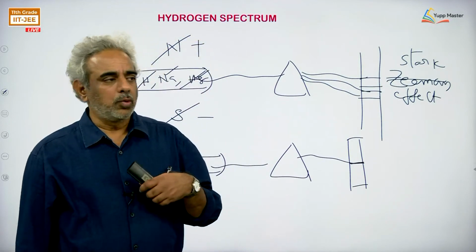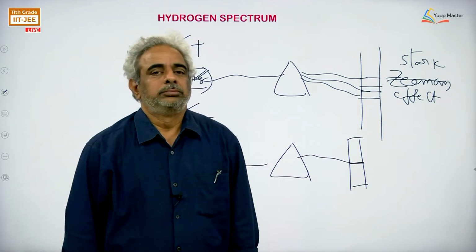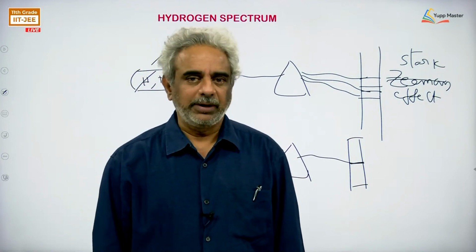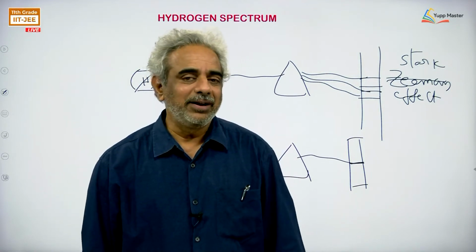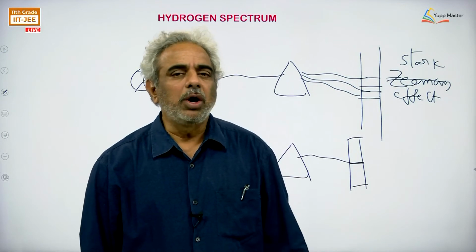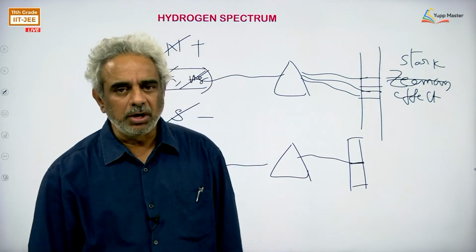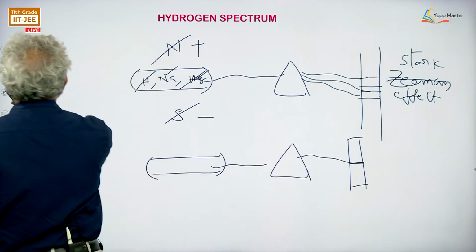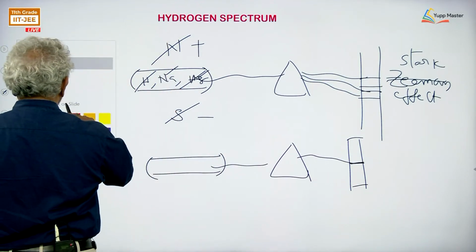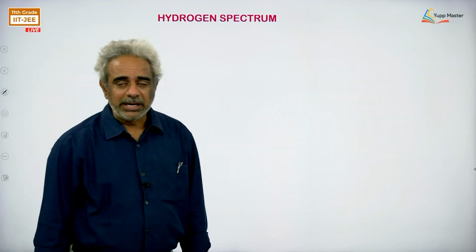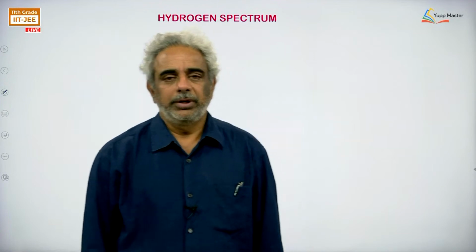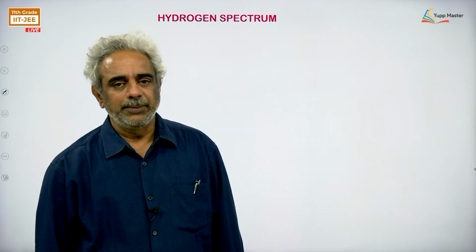Bohr's model could not be extended to explain Zeeman and Stark effects. That is another disadvantage, or limitation, of Niels Bohr's model. And one more big objection to Niels Bohr's model is uncertainty. It contradicts the uncertainty principle.